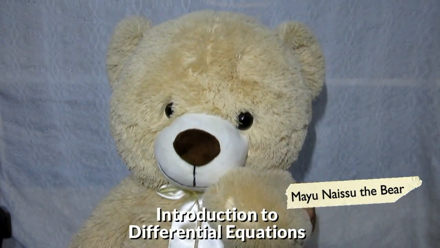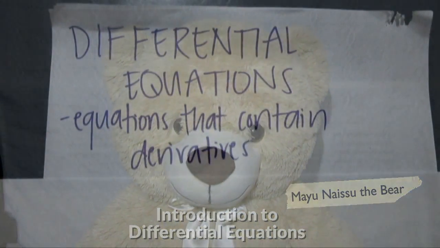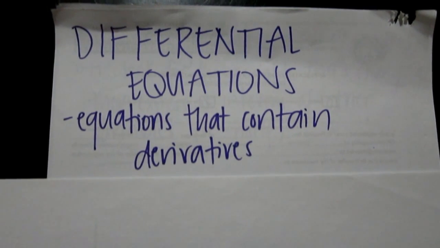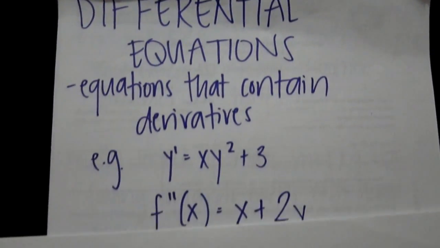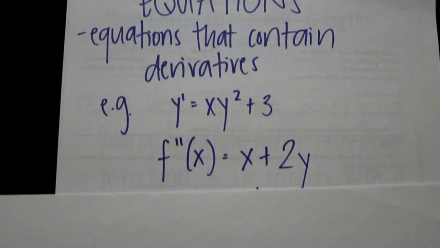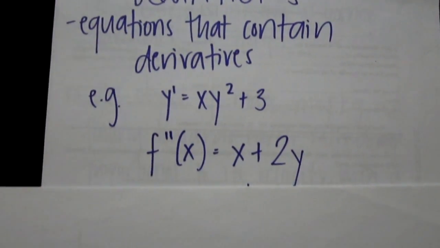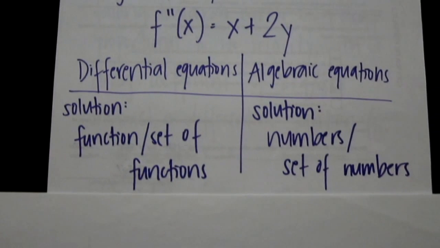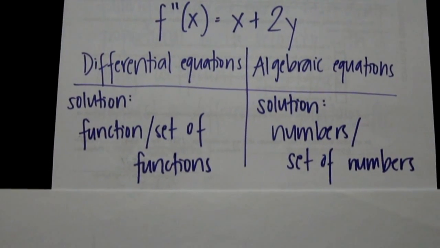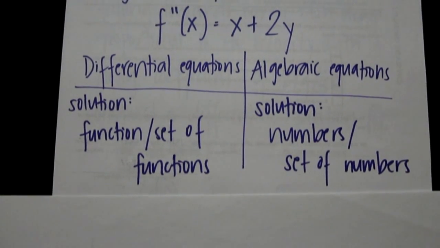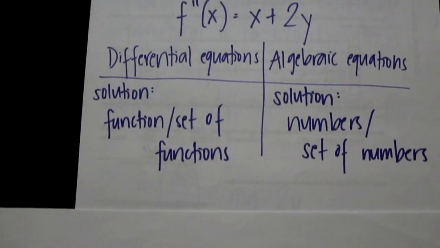Let's begin. So, what exactly are differential equations? Well, they're simply equations that contain derivatives. Some examples include y prime equals xy squared plus 3 and f double prime of x equals x plus 2y. Well, f double prime of x is also y double prime. They might look a little weird, but think of them like regular algebraic functions we know. Whereas solutions of algebraic expressions are actual values, solutions of differential equations are functions or a set of functions.